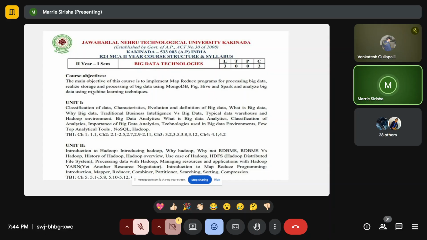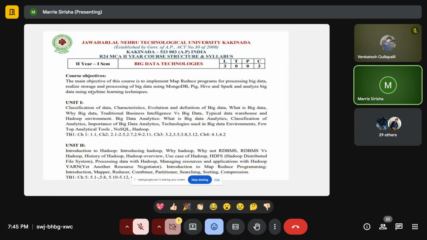And what is the definition of big data, and what is big data. The definition is different from the characteristics. Whatever you learn in the definition is completely different from what big data is and why we are using big data. Traditional business intelligence, and how it is different from big data.